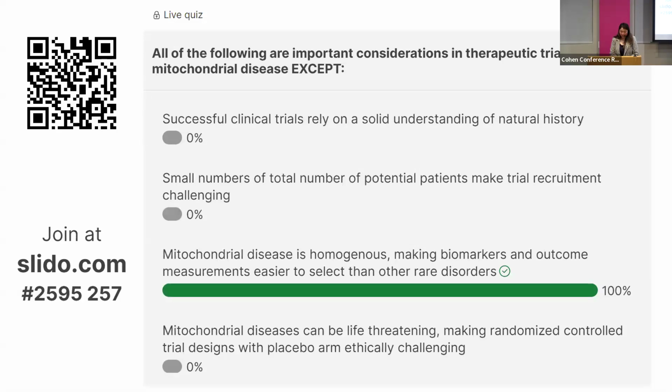Yes, they are heterogeneous and biomarkers are not great, and clinical outcome measures are really challenging.